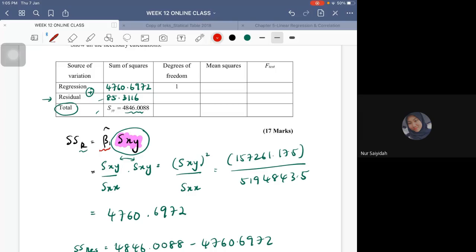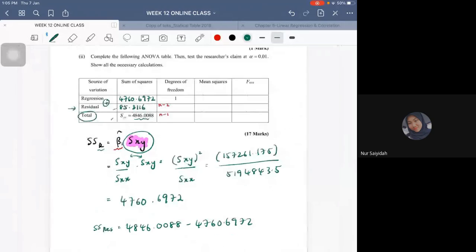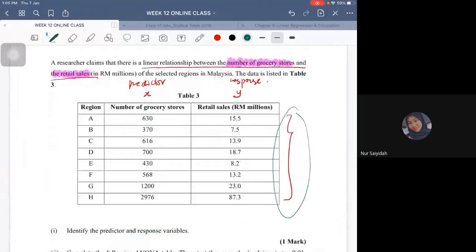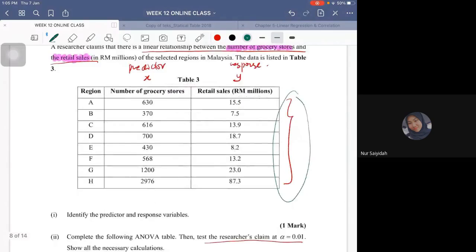As we have seen in the formula before, for the residual, the degree of freedom is going to be n minus 2. And for the total, it's going to be n minus 1. So what is going to be my degree of freedom for the residual? What is the n value for this case? How many n are there? How do you calculate the n? It's not given in the question, so how do we identify how many n are there?